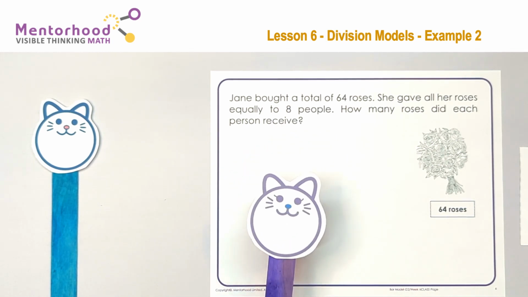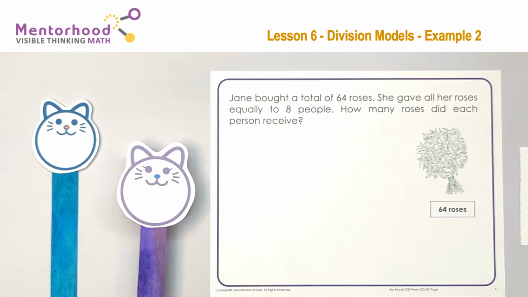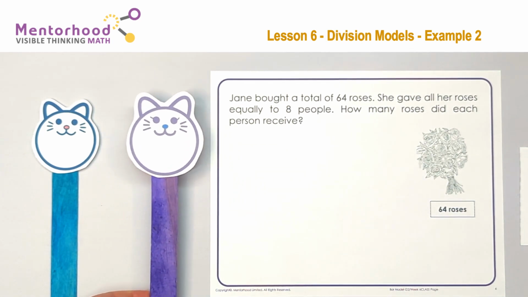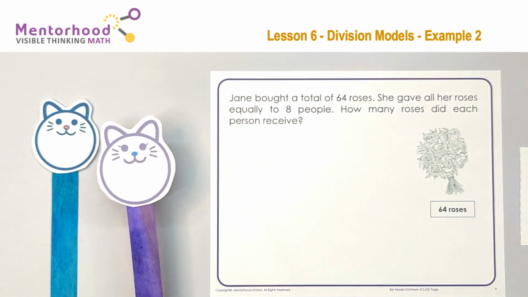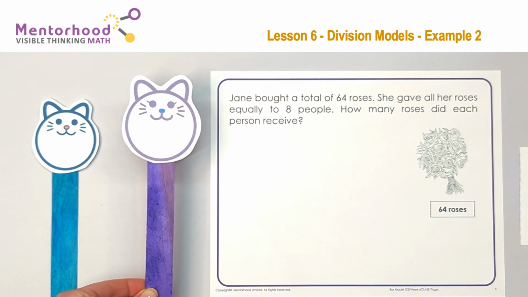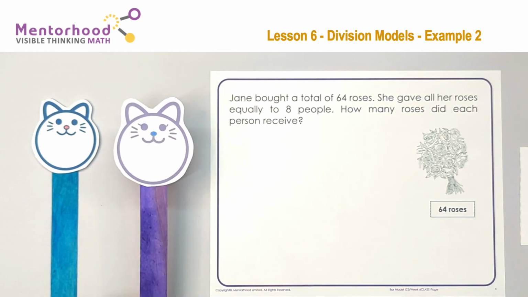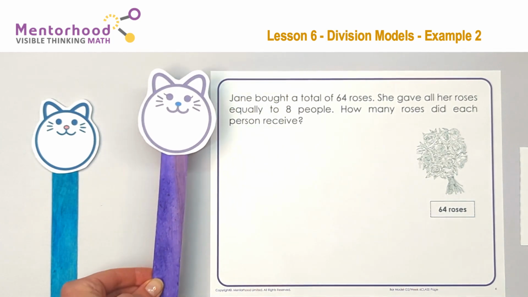Lovely. Okay, let's figure out what kind of model we're going to use. Do we know how many roses each person got? Or do we know how many people there were? How many groups? We know how many groups. That's correct. Is that what you think too, Matthew?